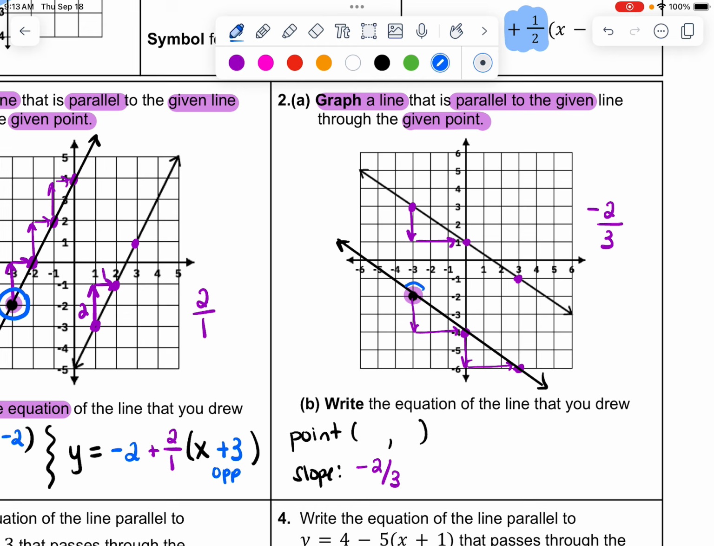Then we're going to use this point that I gave you as a starting point as your point for your equation. So -3, -2. When we put those together and we make an equation, we're going to start with y equals, and then the y value, which is -2, minus 2/3 because my slope number is next, and then parentheses. Inside of the parentheses, there will be a +3 because that number is always the opposite of the number that you see.